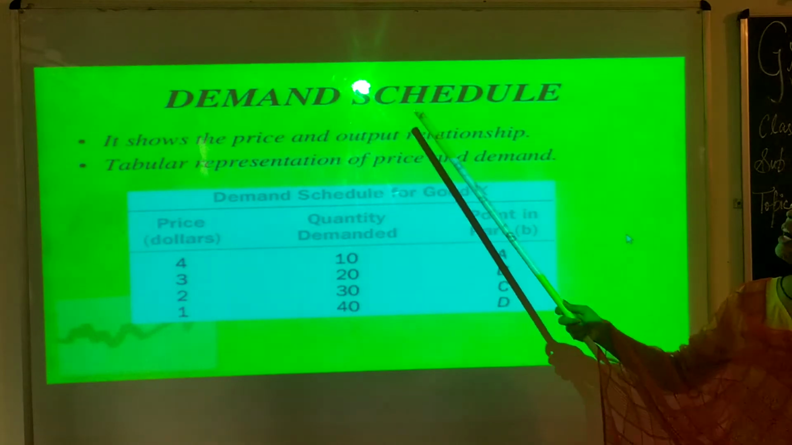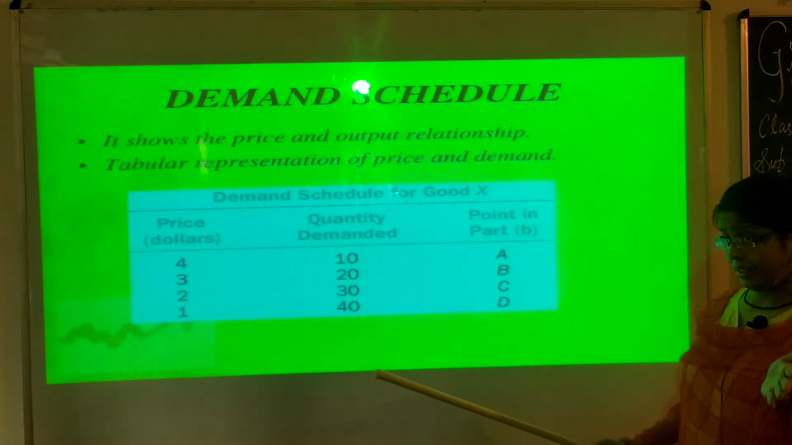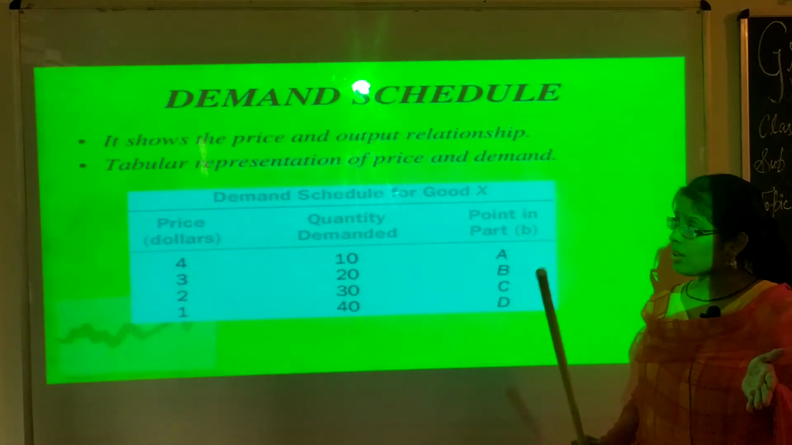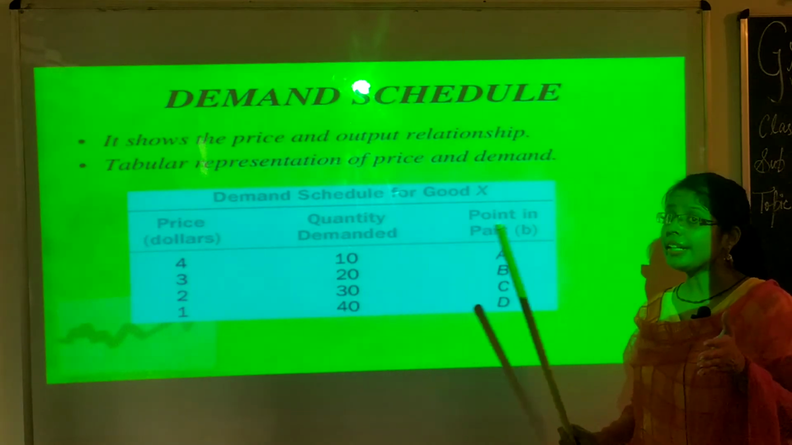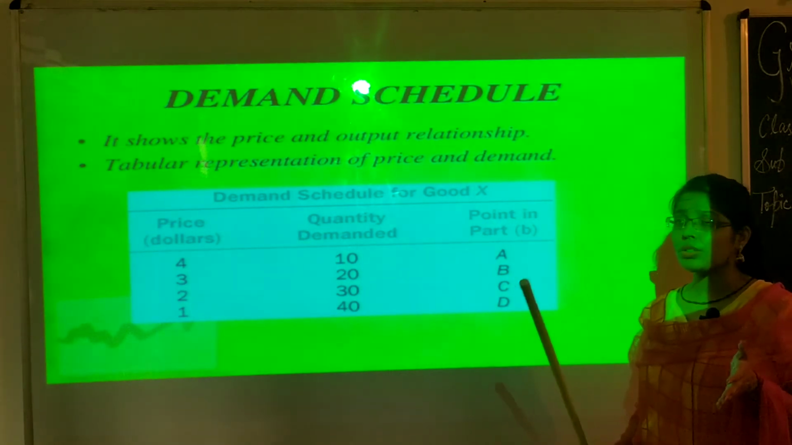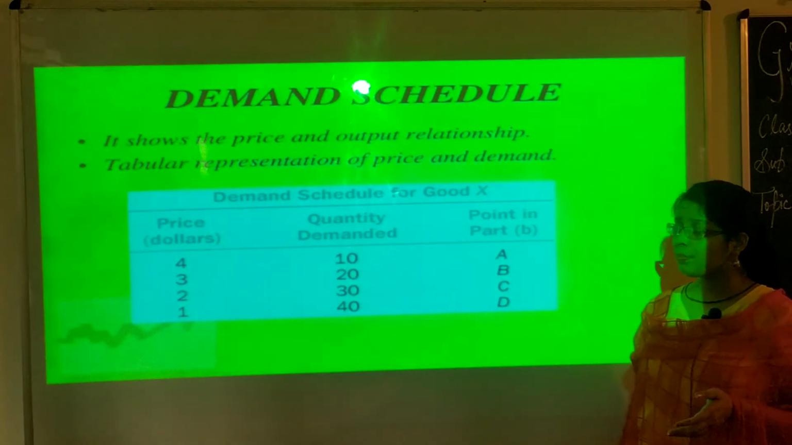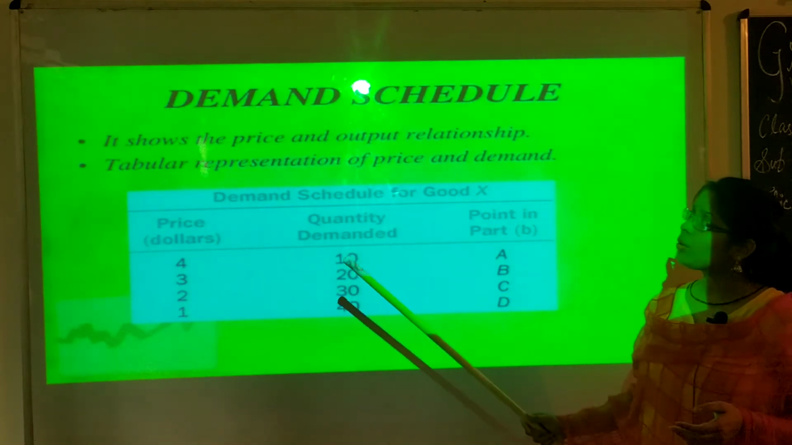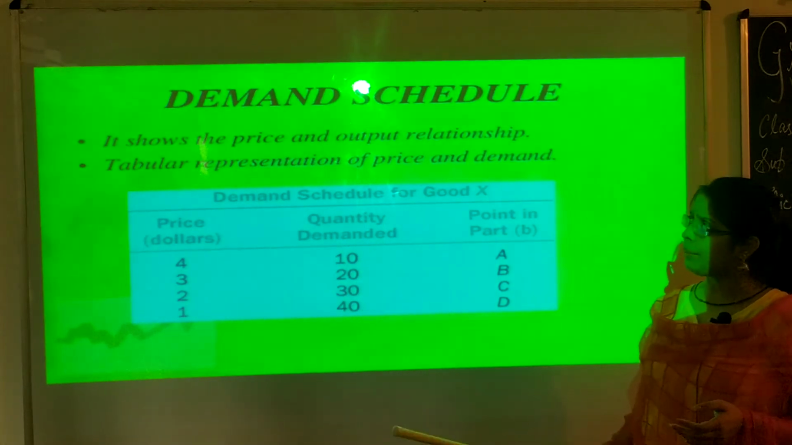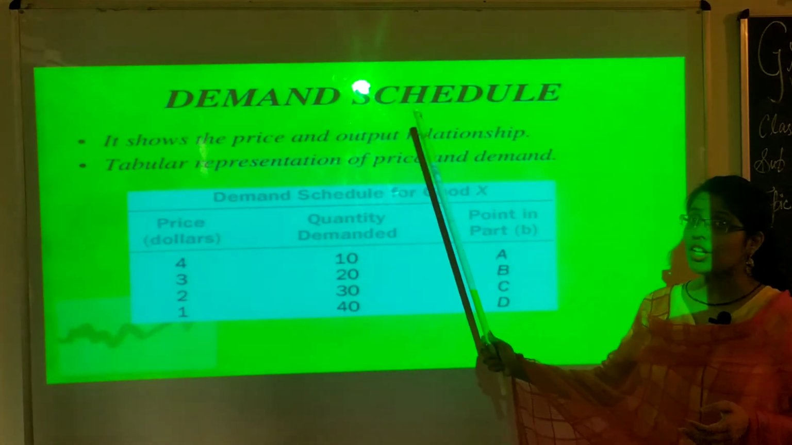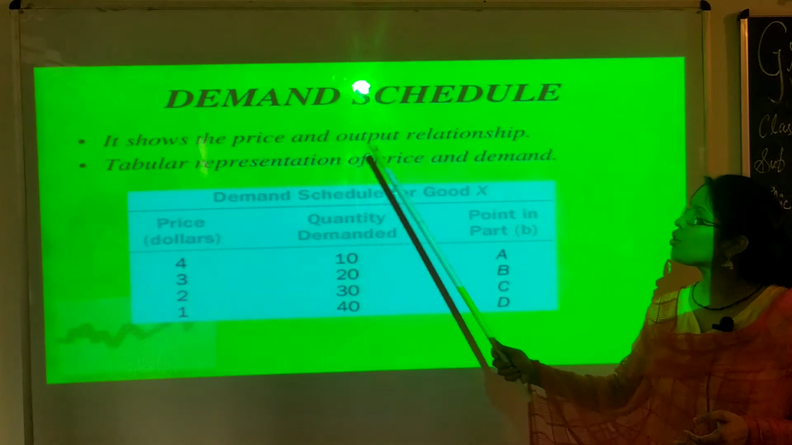Now you can see demand schedule. As we have already studied demand, you came across the meaning of demand. What is quantity demanded? Quantity demanded refers to the specific quantity which is demanded at possible prices, at particular prices. Now we are going to see the relationship between price and demand. That is what demand schedule is. Demand schedule refers to the tabular representation of price and demand.